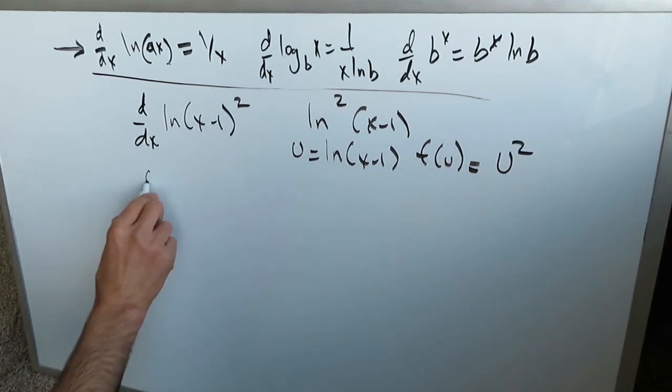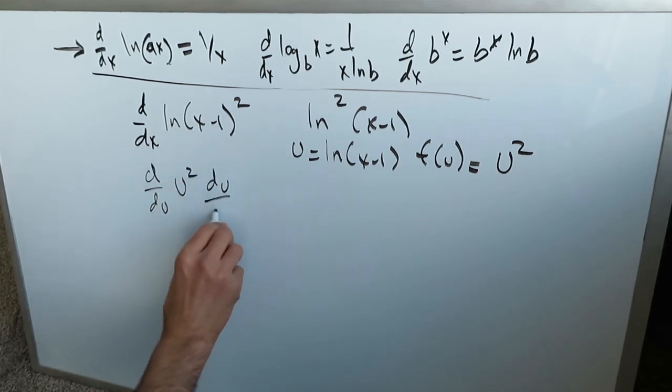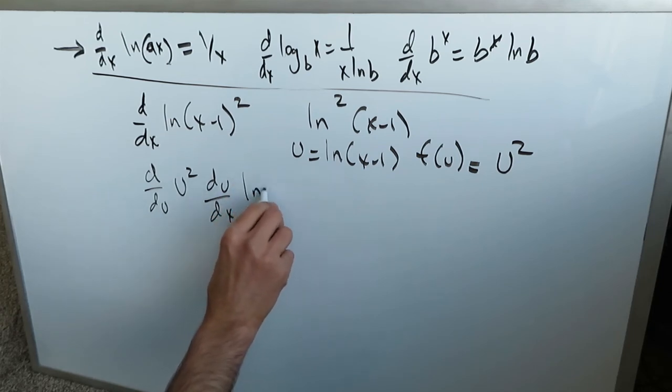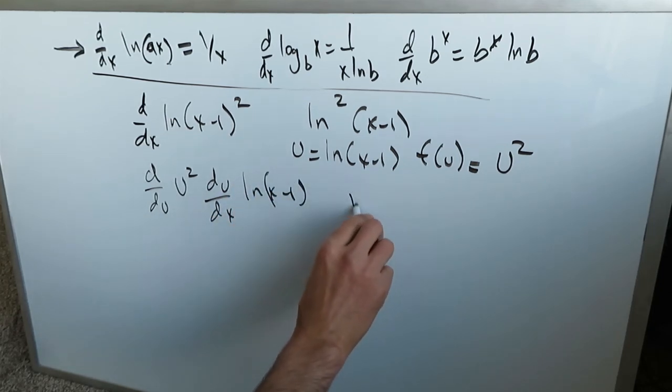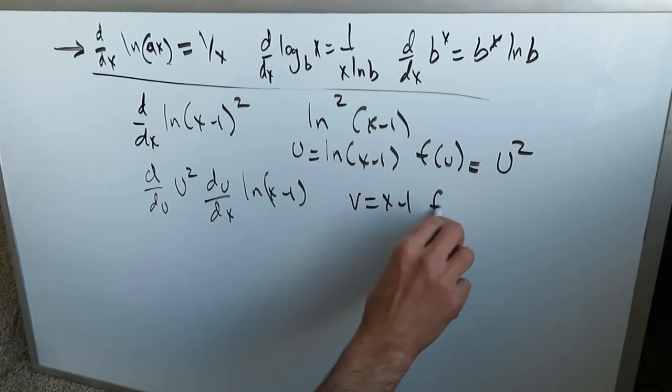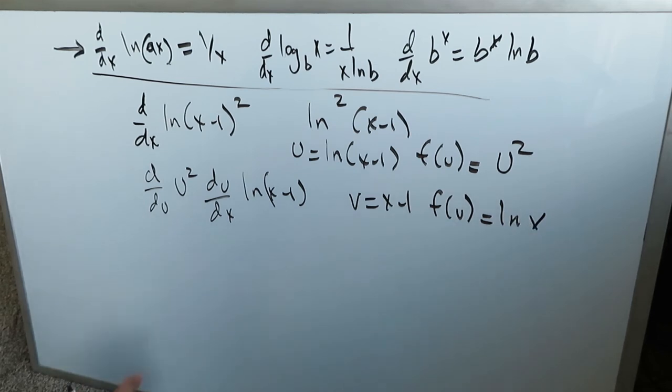And now you do your chain rule. Derivative with respect to u, you have a u squared, and then the derivative of that u with respect to x, you have a ln x minus 1. Composite function here still. Look at this substitution. v is equal to x minus 1. Therefore, the function with regards to that v is ln v. Bring in another kink over here.